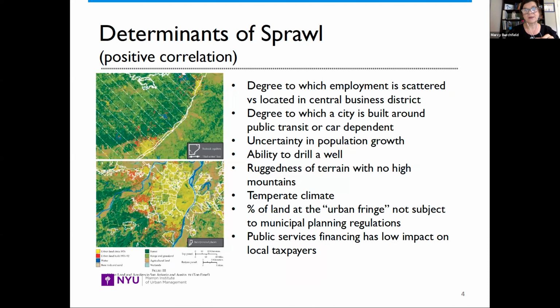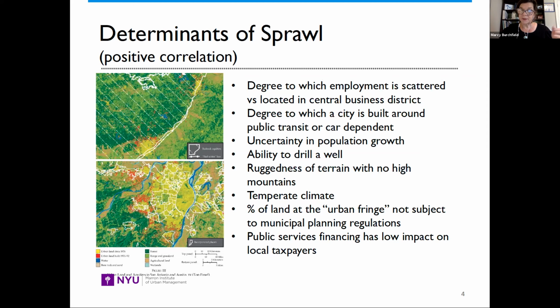And these are the determinants of the sprawl that we saw a positive correlation with. You can bucket these into three main areas. One is the influence of urban economic theory: central business district, those metropolitan areas that had a strong central business district versus dispersed employment. Those areas that were built around a transit system, or those cities that were really built around a more car dependent type of urban form.